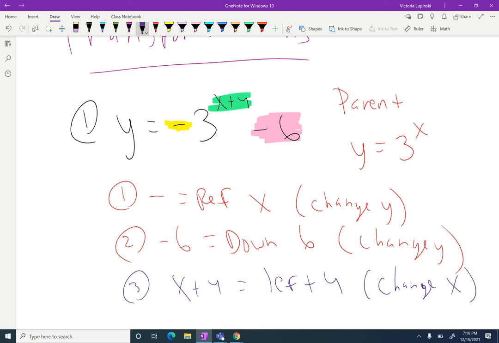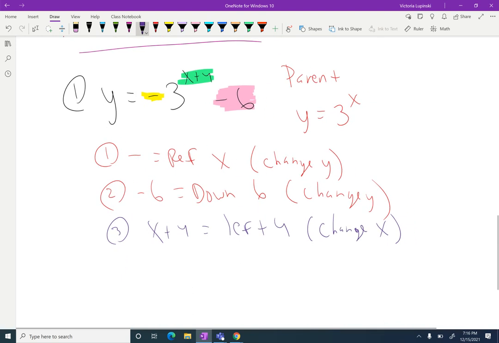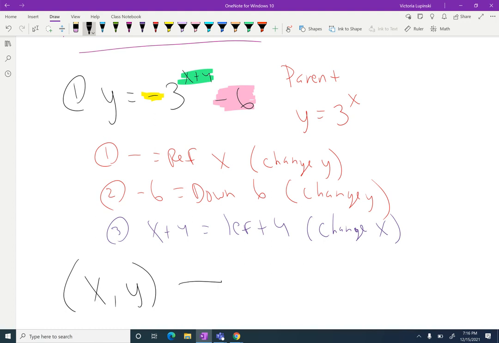So any questions so far on just identifying them? Okay. So then from here, if you're going to say that every point on the original is x comma y, I would be looking for you to write a new rule that tells me how to take those actual points, perform the transformations, and then get the new points.